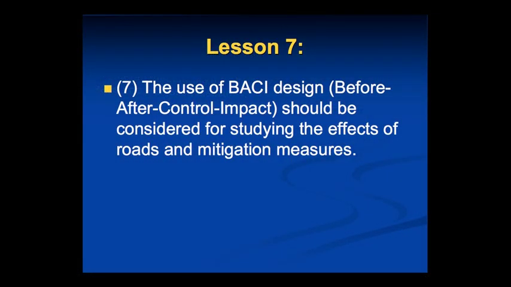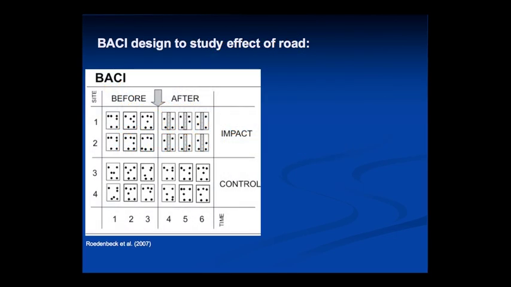Lesson 7, the use of BACI design, which is the before-after control impact design, should be considered for studying the effects of roads and also for the effects of mitigation measures. So this means that you want to compare 4 situations. You have the before situation of building a road. So here you have landscapes over time without the road and then with the road. This would be the impacted site, or several ones, here 2 are shown for replication. And these would be the control sites.